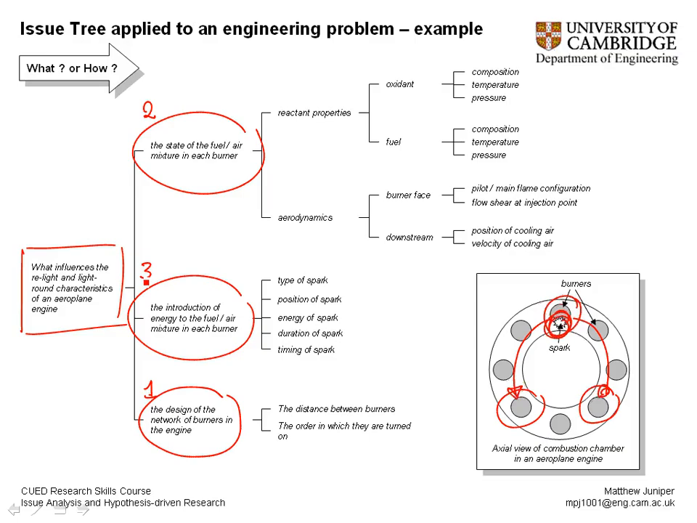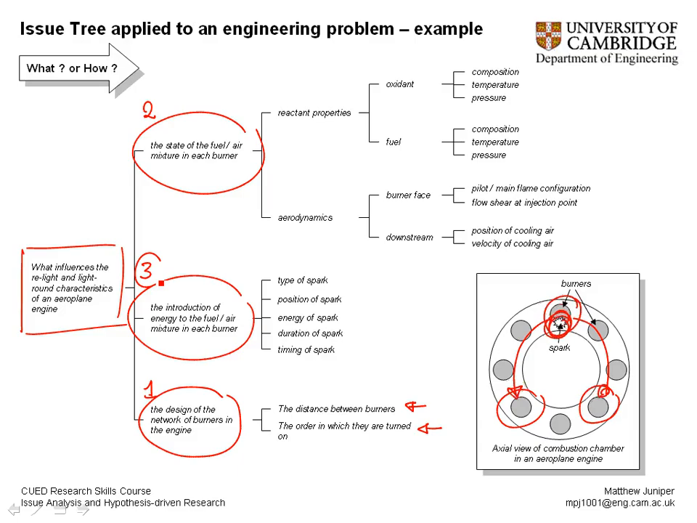Now again, going back to the bottom, I think that the design of the network of burners in the engine is probably the easiest thing to think about. So the question is, what aspect of the design of the network of the burners in the engine affects the light round and relight characteristics? Obviously things like the distance between the burners and the order in which they're turned on. Now we look next at the introduction of energy into the fuel-air mixture. So this is point 3 here.